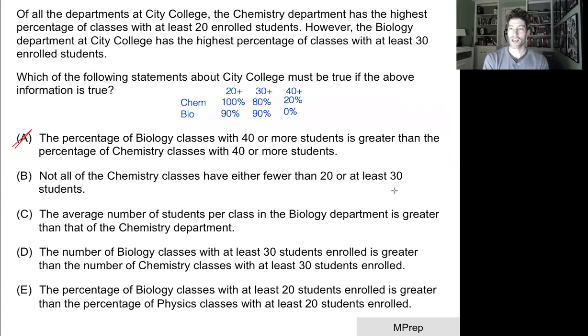And you might know that sums can be skewed a lot by outliers. So let's just imagine there's a chemistry class that has 500 people in it. No, don't even stop there. There's a chemistry class that has 1 billion people in it. It's a really popular class at City College. That is going to totally warp the average number of students per class. Biology probably doesn't have a shot. So by placing this giant outlier in one of the chemistry classes, you can disprove C.